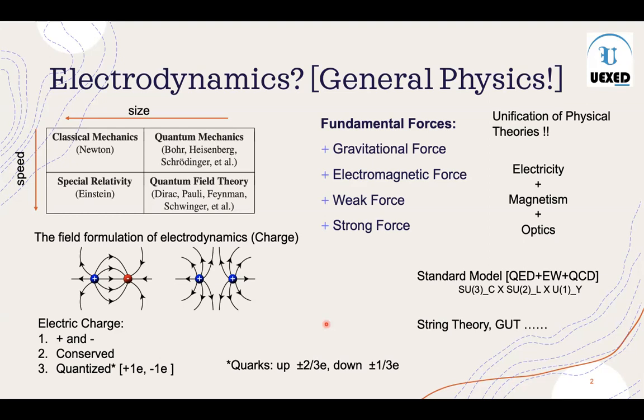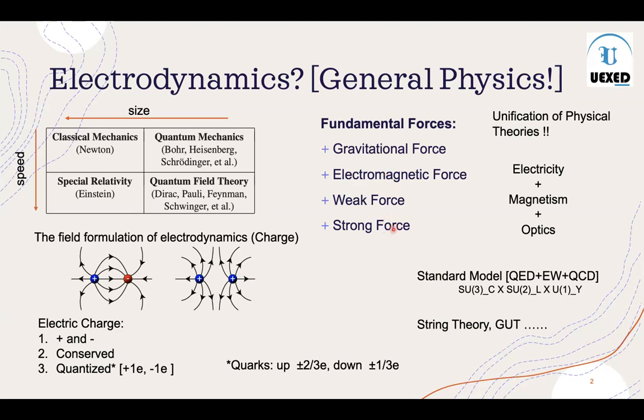Sir, on the screen you have written standard model, QED, EW plus QCD. There is a standard model written above string theory, GUT. So, SU3, what is the question there? What does that mean? Okay, SU3. As I said, this standard model basically unifies these three forces.